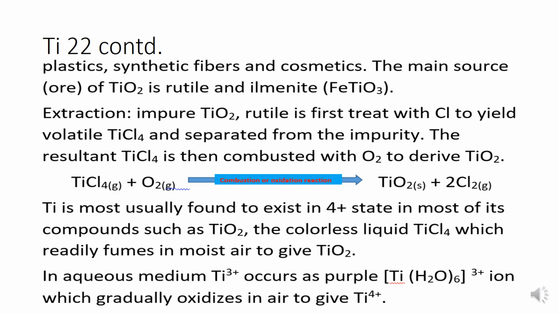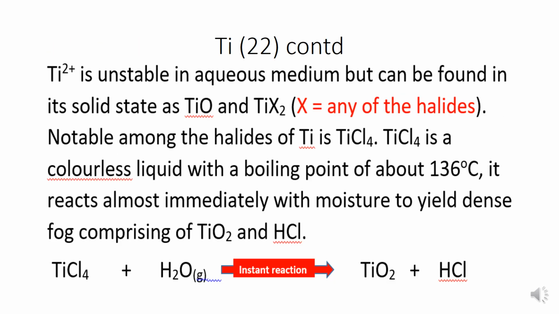Titanium is not very stable in an aqueous medium. It is gradually attacked by air to give titanium oxide. Titanium is unstable in aqueous medium, as we have stated, but can be found in its solid state as titanium oxide and titanium dihalide, where the halides refer to chlorine, bromine, and so on. Notable among the halides of titanium is titanium(IV) chloride. Titanium reacts readily with moisture in the atmosphere to yield titanium dioxide.